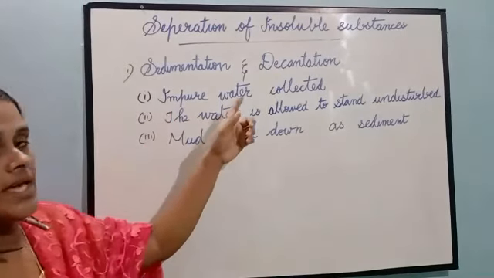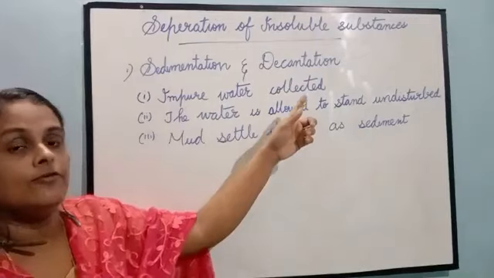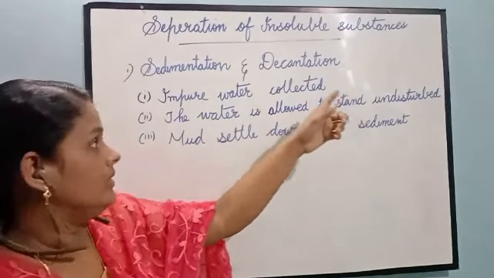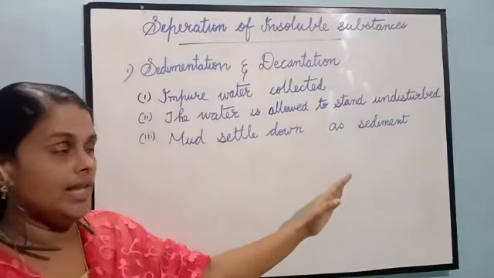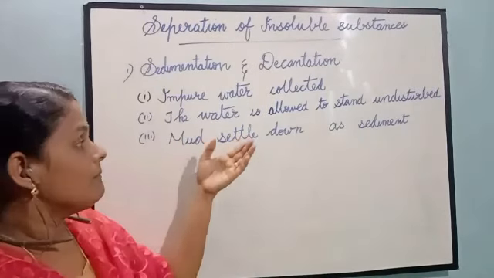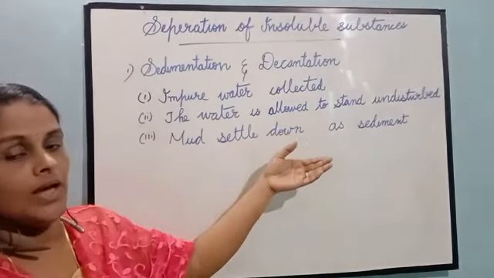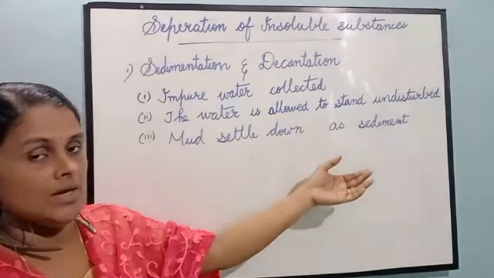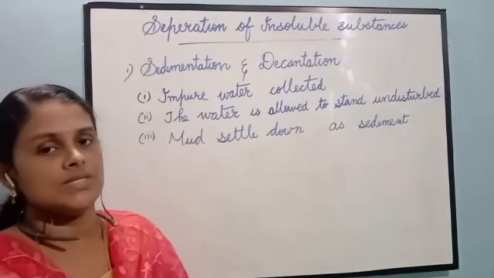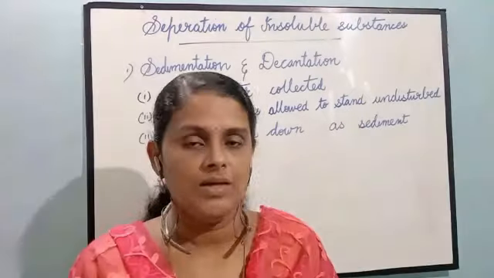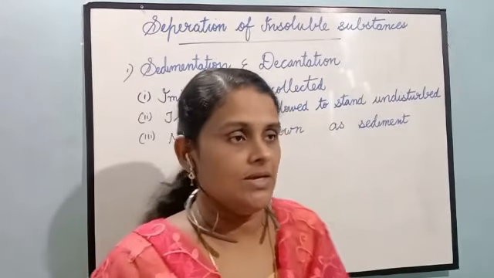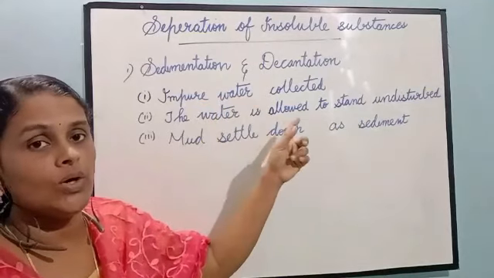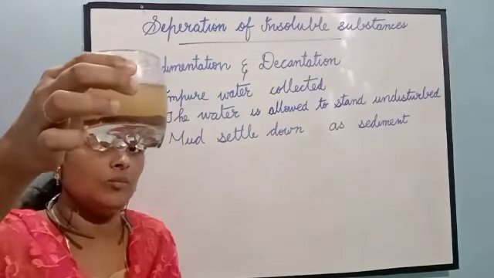Impure water containing mud is collected from the pond in a beaker. The water is allowed to stand undisturbed for a while. After some time, mud settles down at the bottom of the beaker as sediment. This process is called sedimentation. Now let us see the sedimentation by doing an activity. First we have to take impure water. So I have taken the impure water.